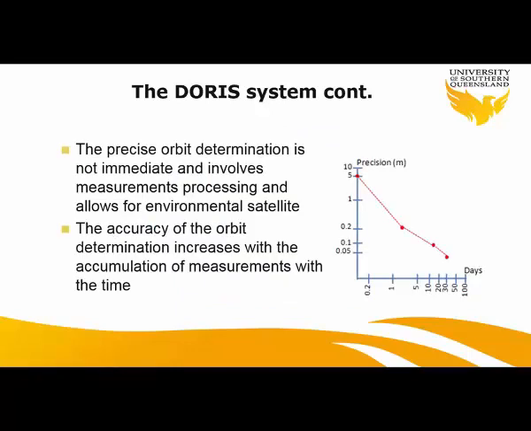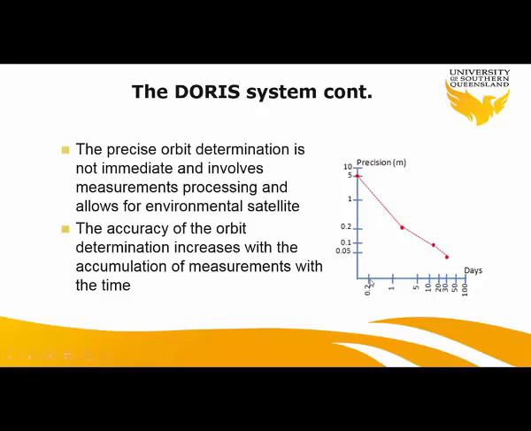Precise orbit determination is not an immediate task, and the longer you leave it, it's exactly like GNSS. If you run GNSS for just 1 second, the position you get is not good. But if you leave it for an hour, you get better. If you leave it for 6 hours, you get even better. If you leave it forever, like a CORS network, you have a very precise position. It's the same rule for the DORIS system.